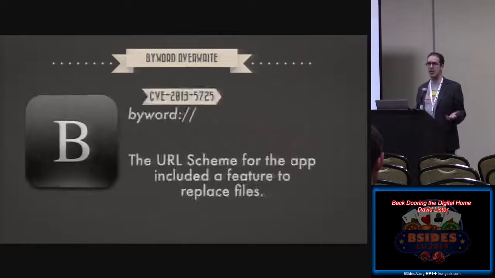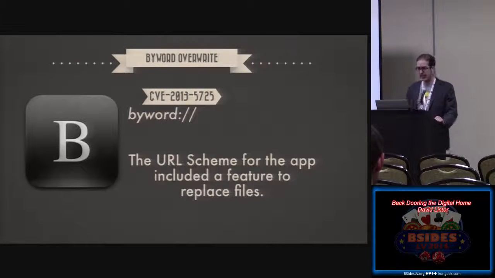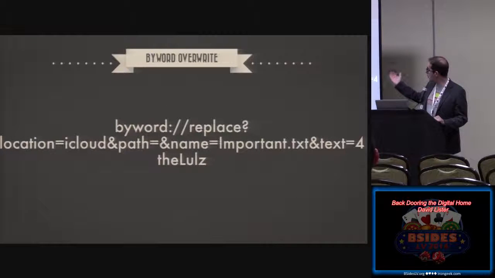So I looked at all the applications I had on my phone, and I found this first one. The application is called Byword. It's a really good text editor for Mac, iPad, and iOS. And it had a feature to overwrite a file using a URL scheme. That sounded weird. So it looked like this. By doing this, you would replace the file import.txt in iCloud with the text for the lulz. And the previous file has been overwritten.